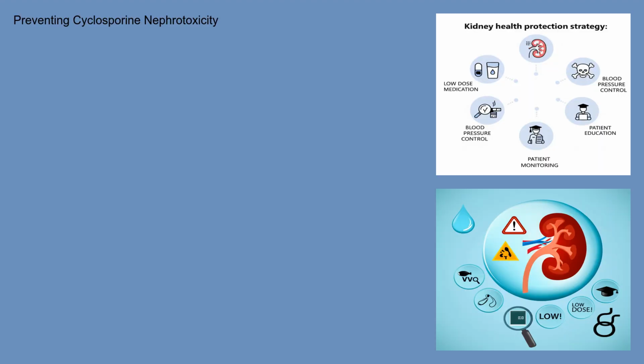Preventing cyclosporine nephrotoxicity is paramount. This involves using the lowest effective dose of cyclosporine, closely monitoring kidney function, including serum creatinine and eGFR, and avoiding other nephrotoxic medications whenever possible. Maintaining adequate hydration and controlling blood pressure are also important preventative measures. Patients should be educated about the potential risks of cyclosporine and instructed to report any concerning symptoms to their healthcare provider promptly.